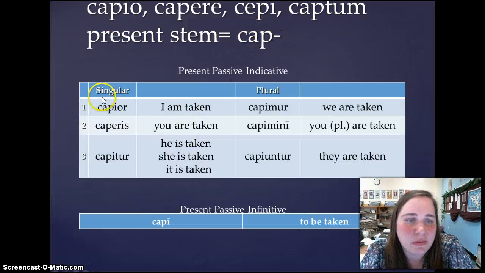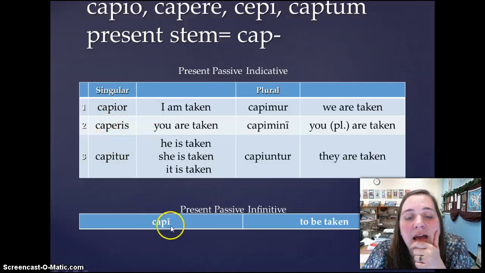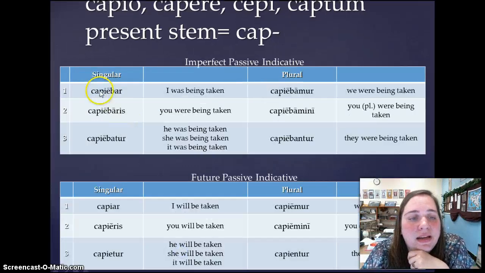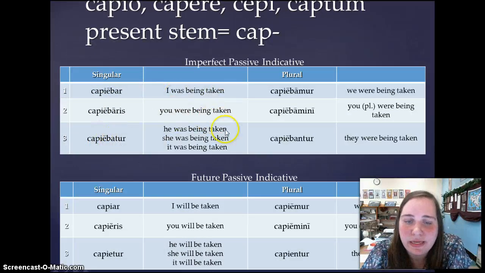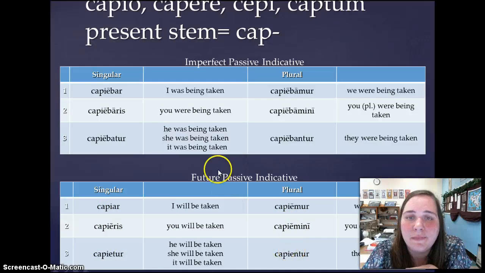We have our first principal part, capior, caperis, capitur, capimur, capimini, capiuntur. And again, this is weird because we expect an I here, but it is actually an E. Present passive infinitive, capi, to be taken. And then capiebar, capiebaris, capiebatur, I was being taken, you were being taken, so on and so forth. And then in the future, capiar, capieris, capietur, capiemur, capiemini, capientur.